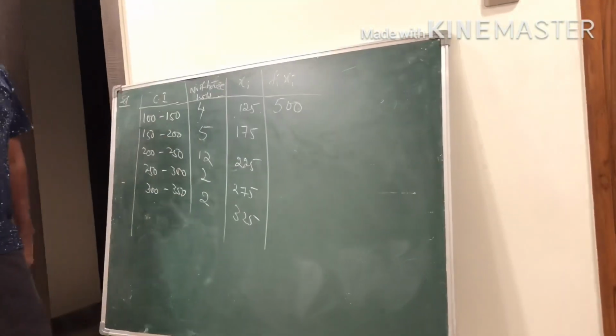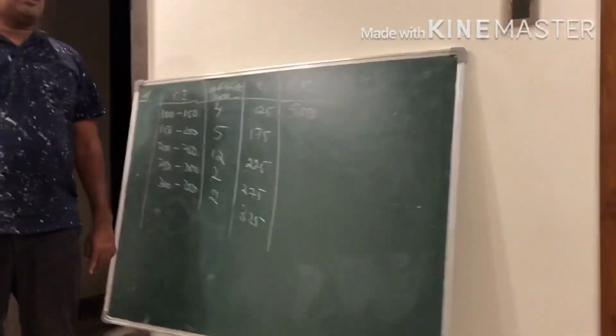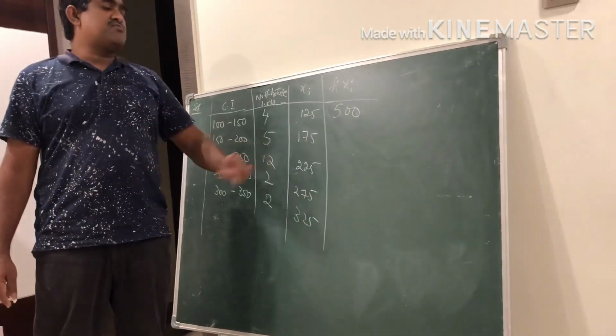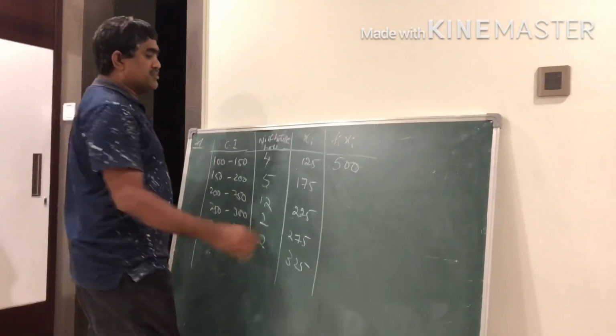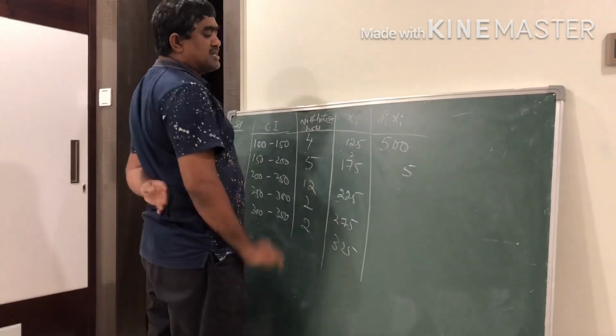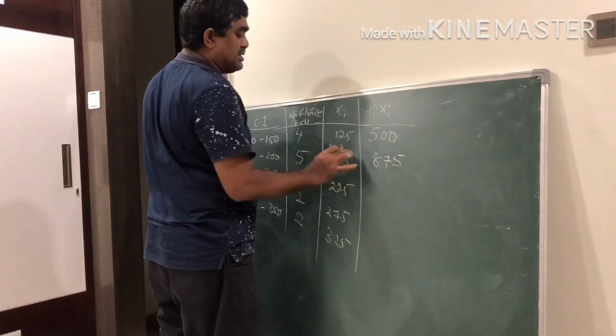5 into 175. 500 is 500, 2 into 175 is 350. 500 plus 350 is 850. 5 5s are 25, so 875. 5 7s are 35, 5 1s are 5, so 875.